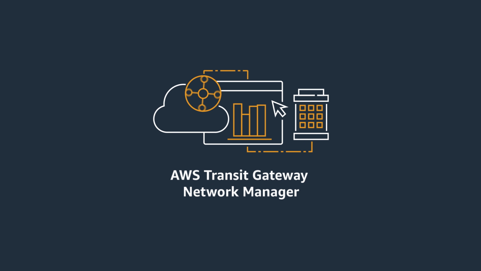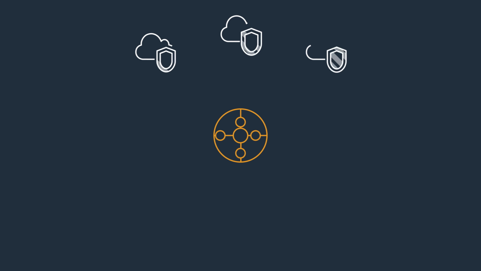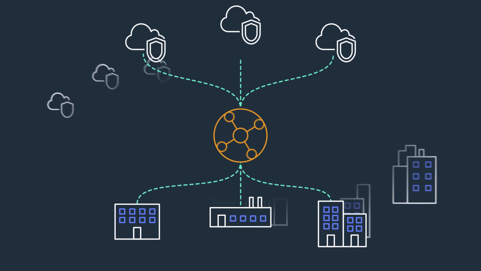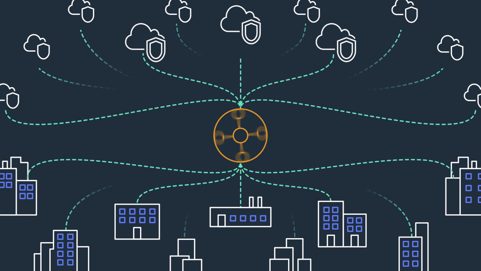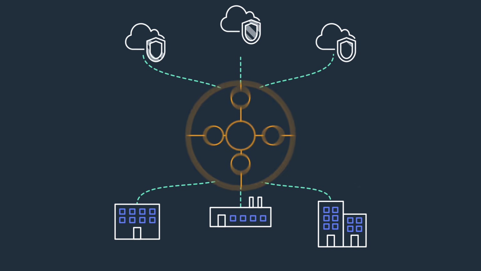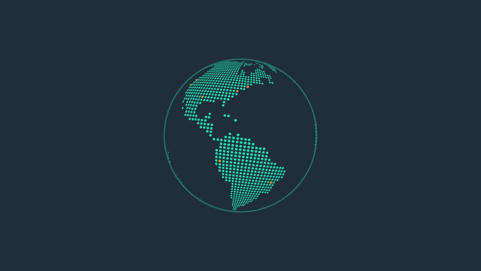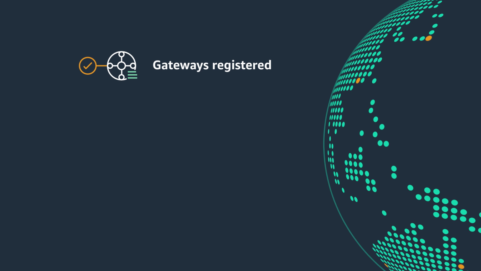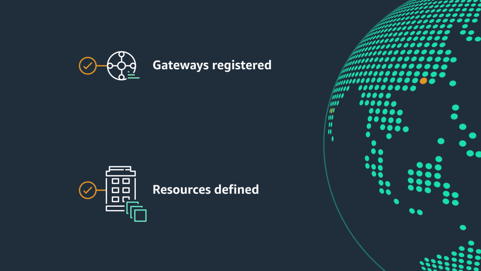Now, with AWS Transit Gateway Network Manager, you are able to centrally manage and monitor your network, bringing your AWS regions and on-premises locations together. Connecting thousands of Amazon virtual private clouds and on-premises networks to a single gateway. A single global view of your network only takes registering your AWS transit gateways and defining your on-premises resources.